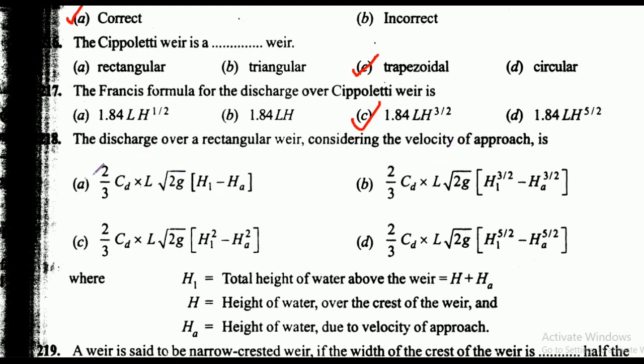Next is, the discharge over a rectangular weir considering the velocity of approach is, here friends these are the options, where H1 is equal to the total height of water above the weir, which is equal to H plus Ha.